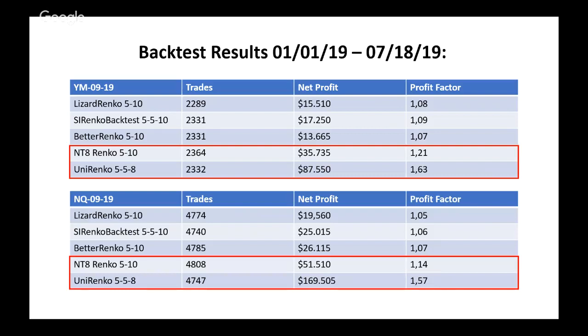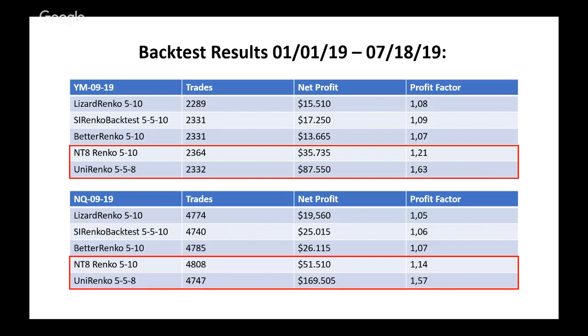As I said, there are two categories of Renko bars: those that make a distinction between the information contained in the bars and the visual display, and others that do not. And what we see here is that the LizardRenko, the Shark Indicators Backtest Renko, and the Better Renko have more or less the same backtest result, and that is because they use real price action data. As for the NinjaTrader 8 Renko and the UniRenko, they do not make this distinction between visual display and true price action, and so you should not be using them for backtesting purposes.